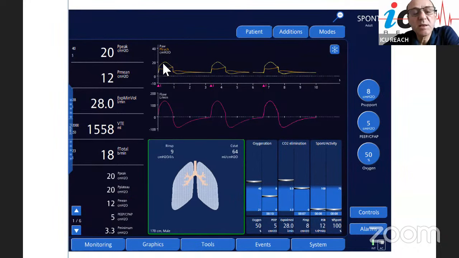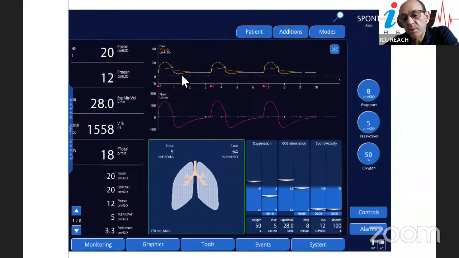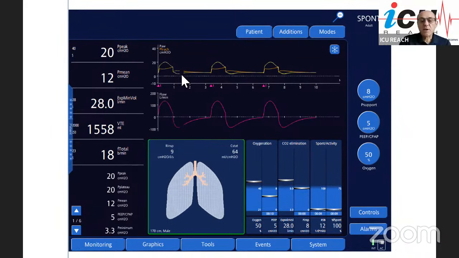So you can see that in inspiration, this is the pressure that was added to the circuit. This is the trachea pressure. In expiration, this is the pressure drop that is caused by ATC. So this is helping the patient to exhale more efficiently, and it will help you in patients with dynamic hyperinflation or auto-PEEP. So I think that's all I have, and I will stop here and see if you have any questions or anything that needs to be clarified in more detail.